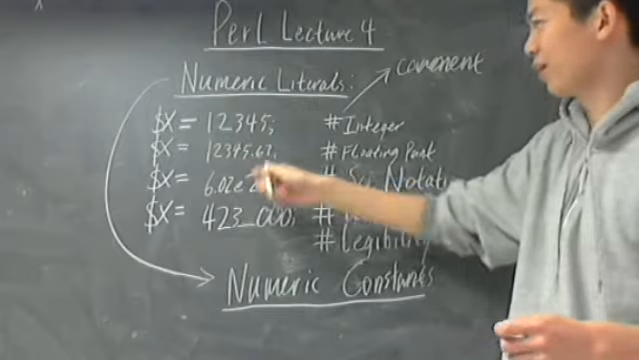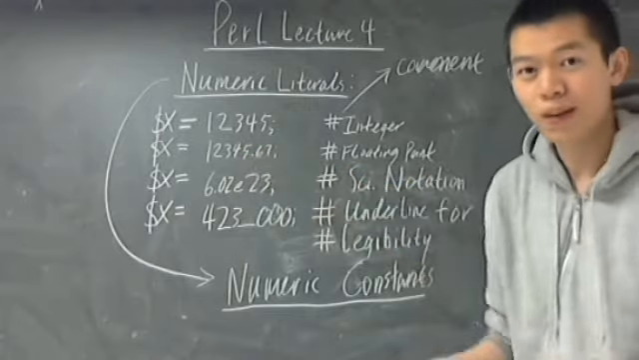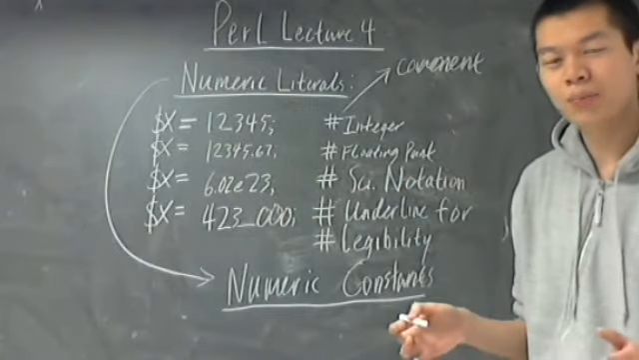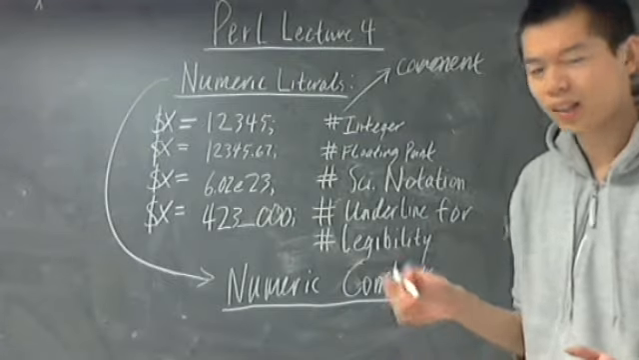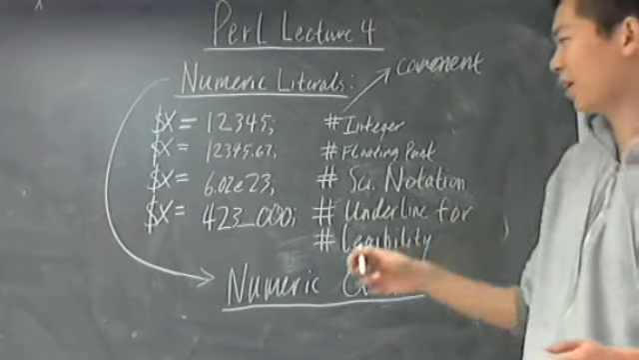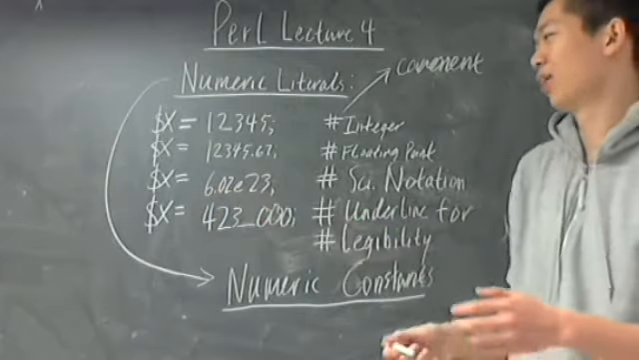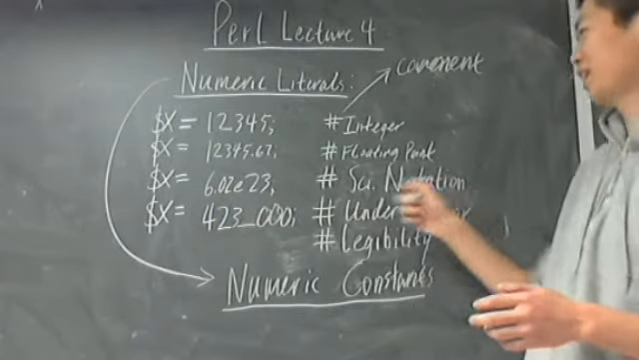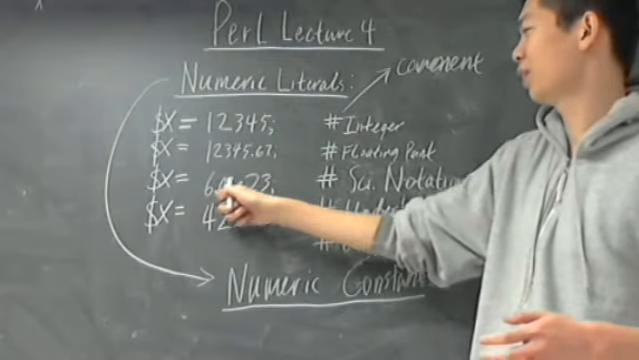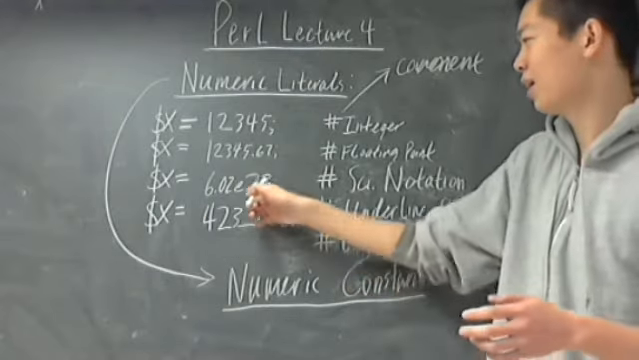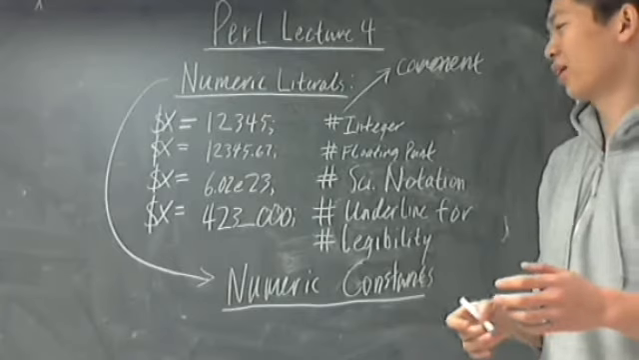Now, look at this number right here. Well, it has a decimal point. When a number has a decimal point, in computer science jargon, this is known as a floating point, okay? Now, this is 6.02e23. Well, this is scientific notation, okay? This is saying 6.02 times 10 raised to the power of 23, okay?